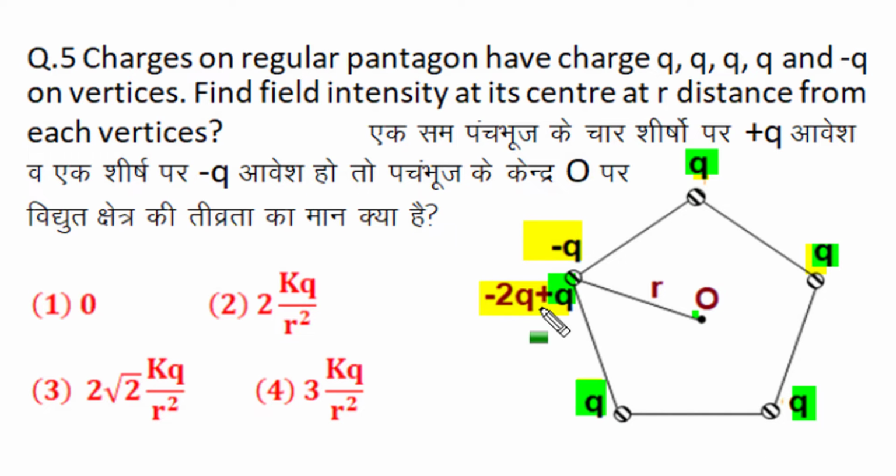So this minus 2Q charge will produce an electric field K2Q over R square in this blue arrow direction, and that becomes the resultant electric field of Q, Q, Q, Q and minus Q. So this second option is our right choice. Now such questions can only be solved when only one vertex has a different amount of charge and all remaining vertices have an identical amount of charge.